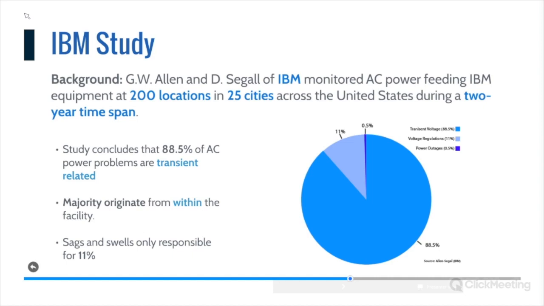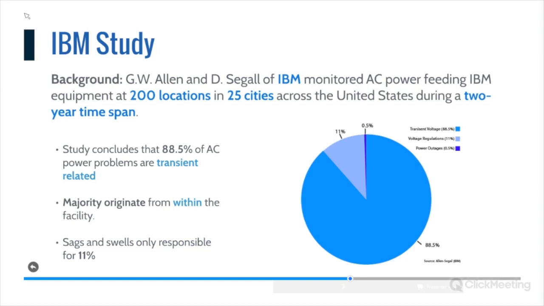What they concluded from the study was that 88.5% of all the AC power problems are transient related, and that the majority originate from inside the facility. Remember that 60 to 80% that we talked about, only the 20% comes from the utility or outside. And in their study, they said that sags and swells are responsible for only about 11%.